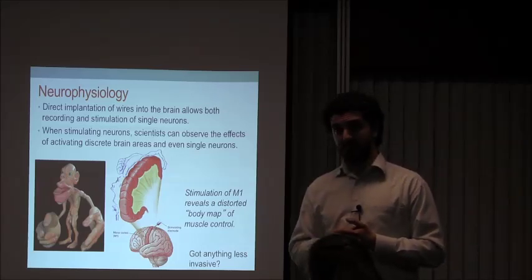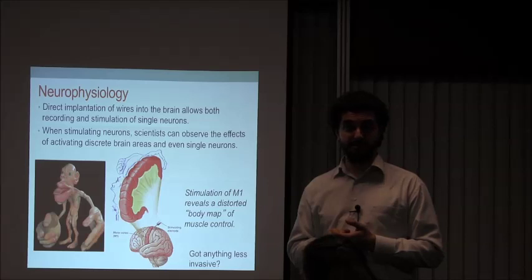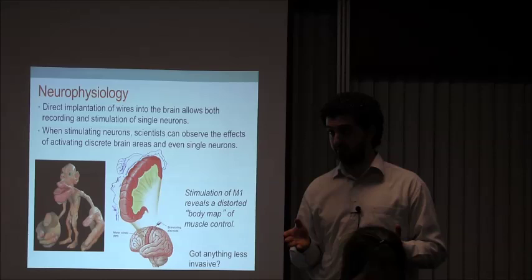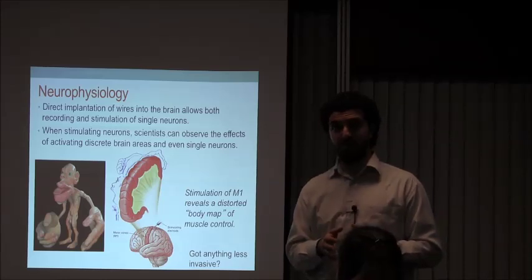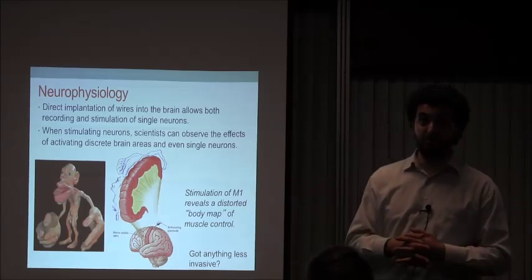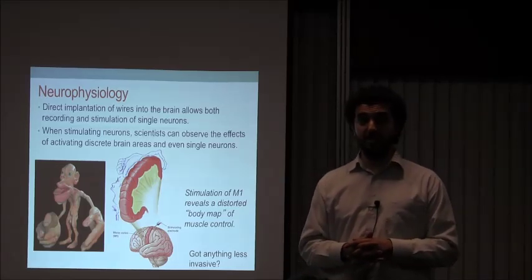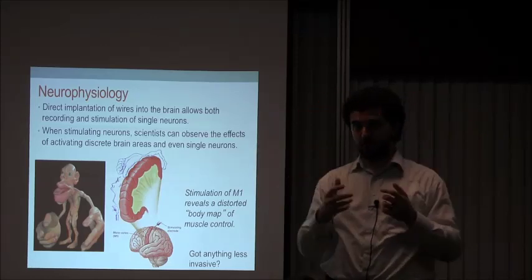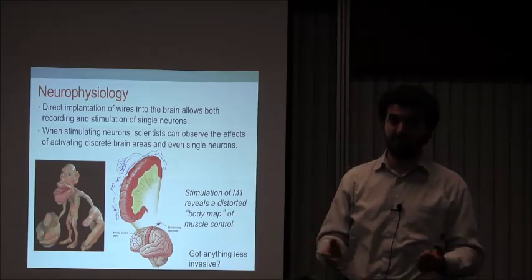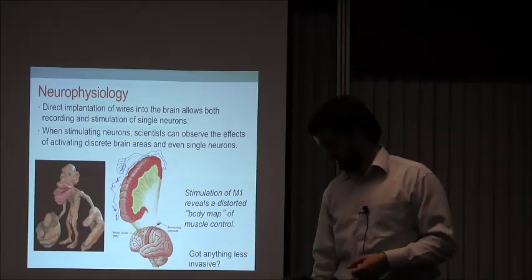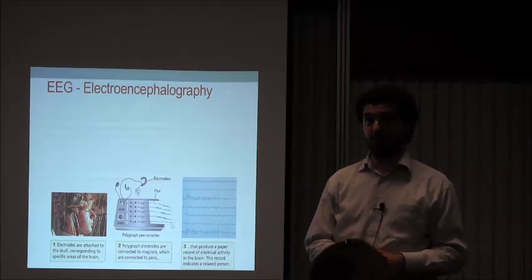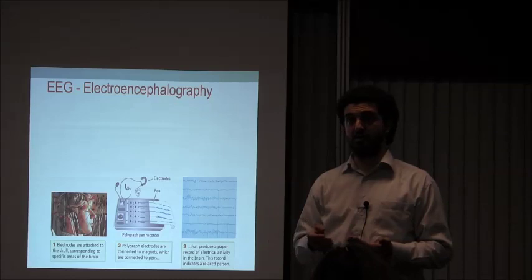We said that neurons speak to each other using electrical signals. What else in the body uses electrical signals? The heart. How do we record activity of the heart? EKG, electrocardiogram. Well, if we place electrodes on the scalp, can we get electrical activity of neurons? The answer is yes. What do we call this? We call it electroencephalography. And the output of that is called an electroencephalogram.